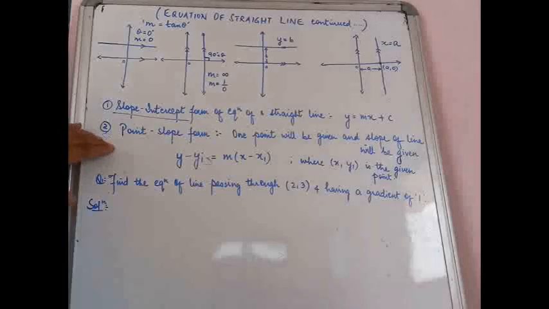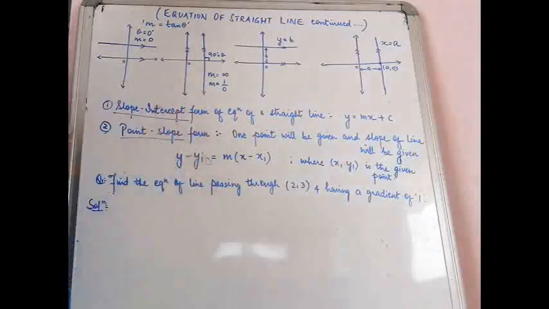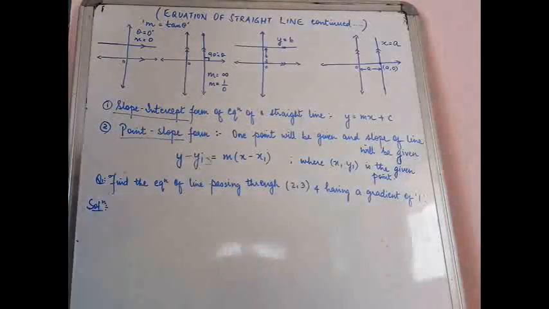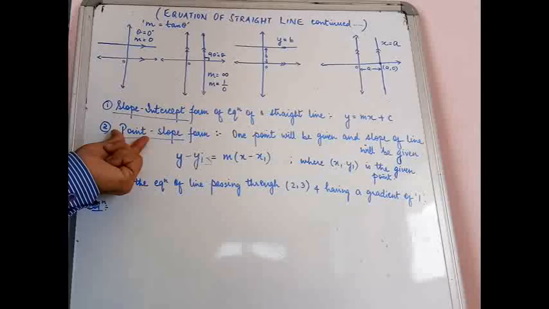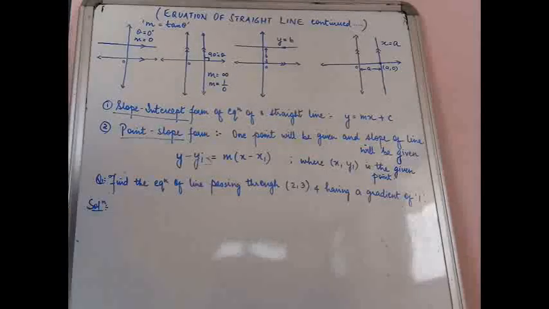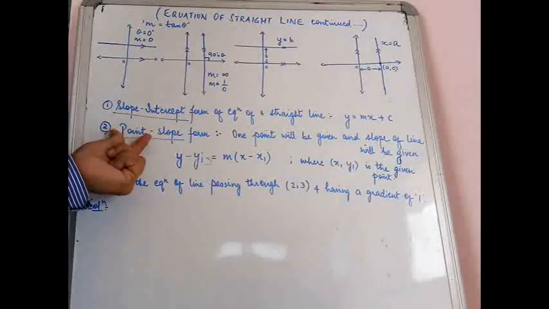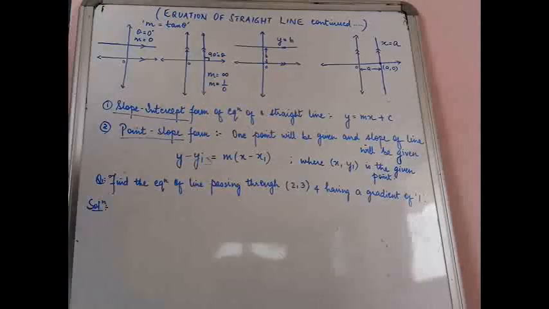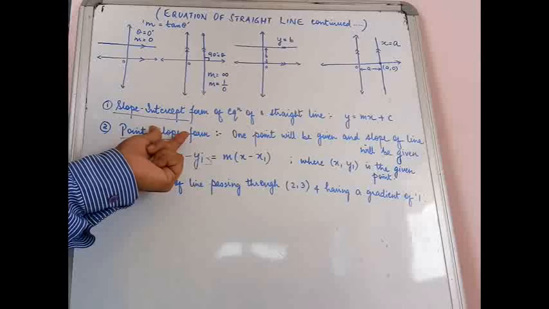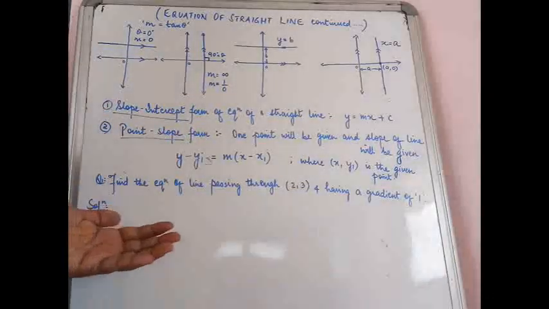Now coming to the second form of the equation of a straight line, you have the point slope form. Now point slope form, what does that mean? One point will be given to you and the slope will be given to you. So supposing somebody asks you a question, find the equation of a line which is passing through a given point and having a particular slope. So one point through which the line is passing will be given and the slope of the line will be given, and you will have to form the equation of that line.